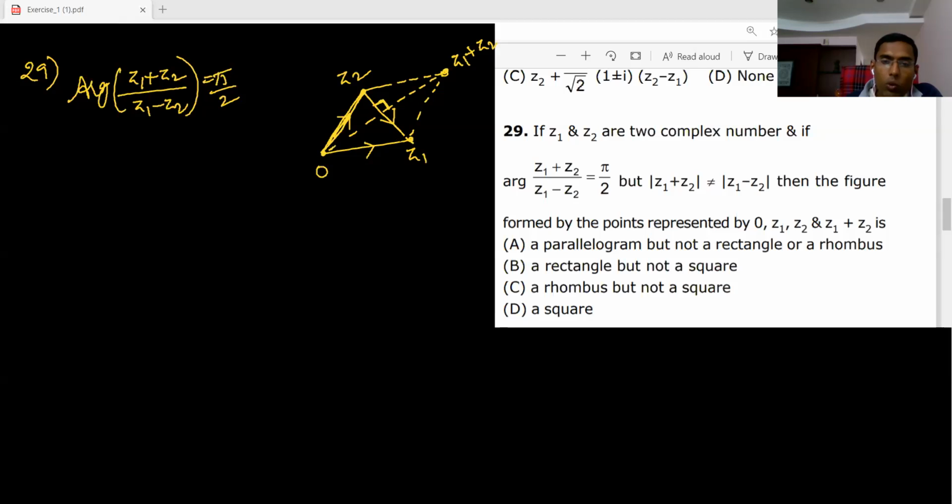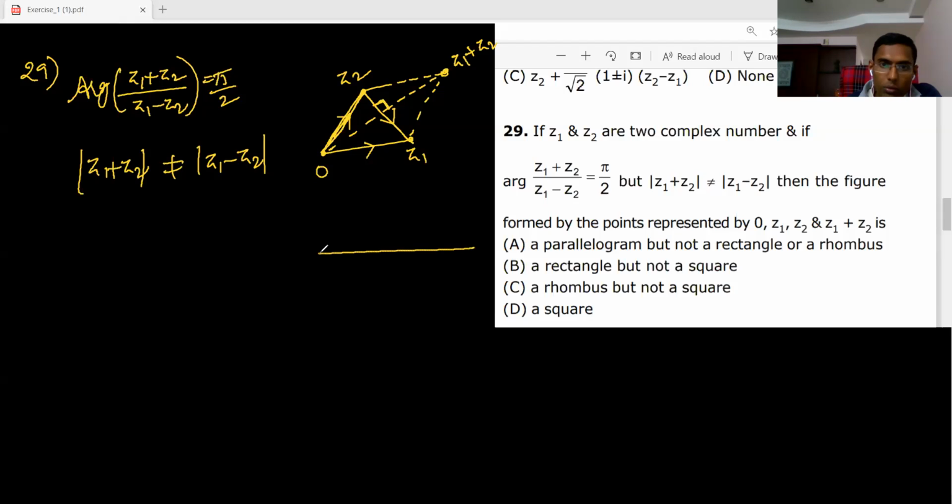Okay, and here what is given? Modulus of Z1 plus Z2 is not equal to modulus of Z1 minus Z2. That means the diagonals are not equal. Please understand, modulus of Z1 plus Z2 is a diagonal and it is not equal to modulus of Z1 minus Z2, which means the diagonals are not equal.